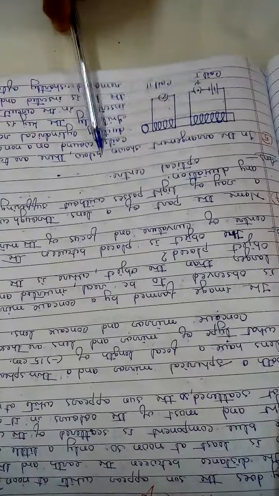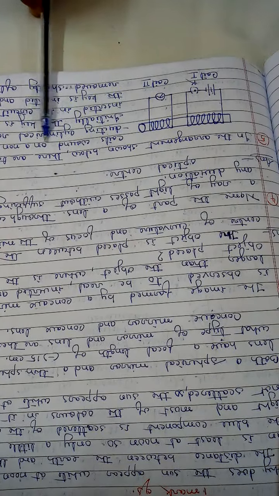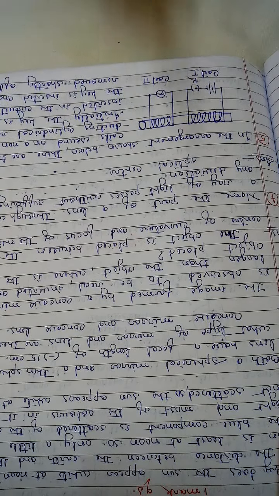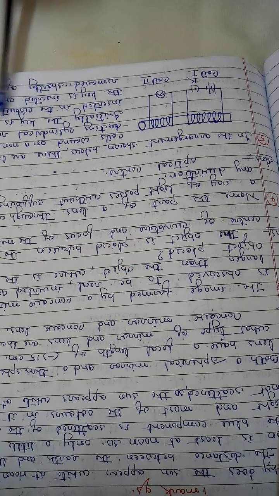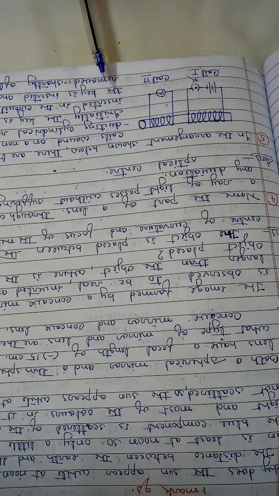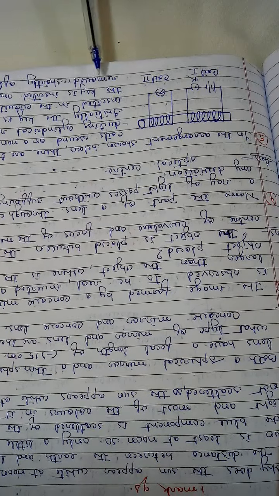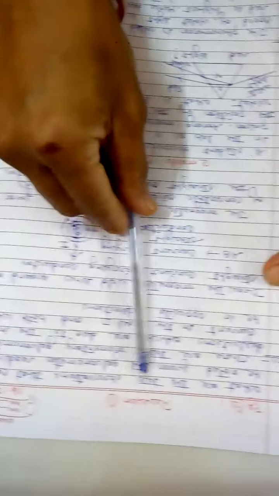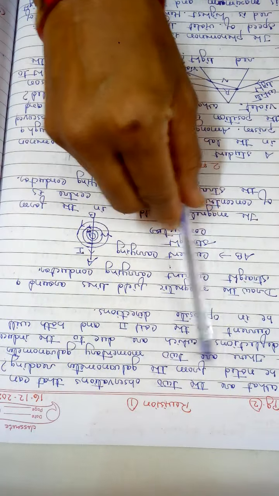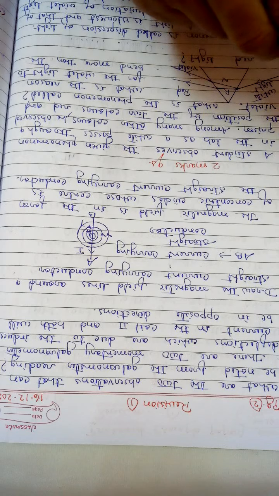Now, in this arrangement shown below, there are two coils wound on a non-conducting cylindrical rod. Initially, the key is not inserted in the circuit. Later, the key is inserted and then removed shortly after. What are the two observations that can be noted from the galvanometer reading?